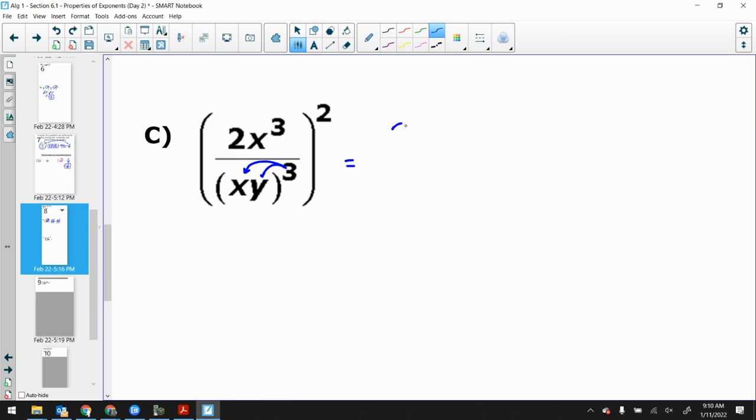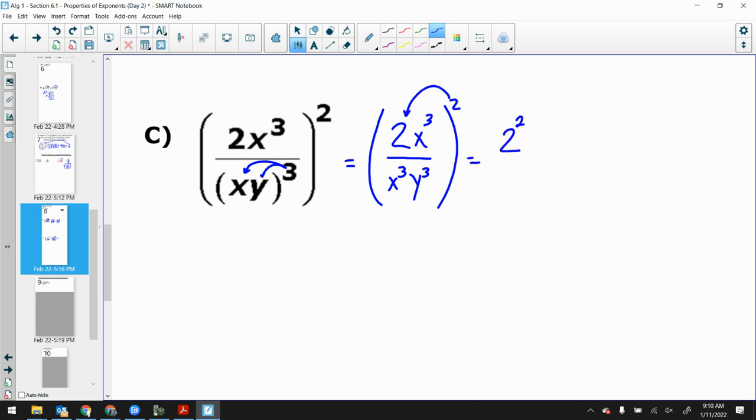So this is 2x to the 3rd over x to the 3rd, y to the 3rd. Now everything is squared. Now I could reduce my x's now, or I'm actually going to do that in a minute. Okay, we've got 2 squared, x to the 6th. Same thing on the bottom, x to the 6th, y to the 6th. You only just make it 4.